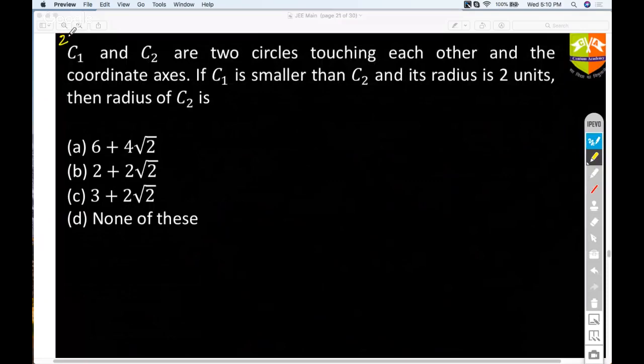Next, question number 21. If C1 and C2 are two circles touching each other and the coordinate axes, and if C1 is smaller than C2 and its radius is 2 units, find the radius of C2.